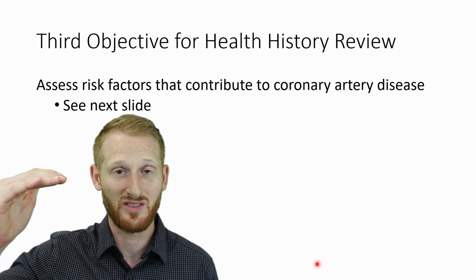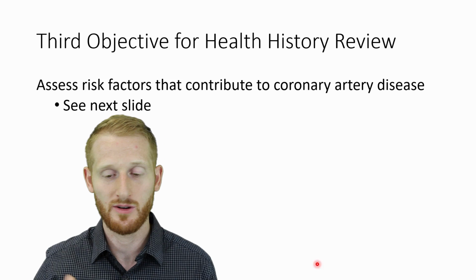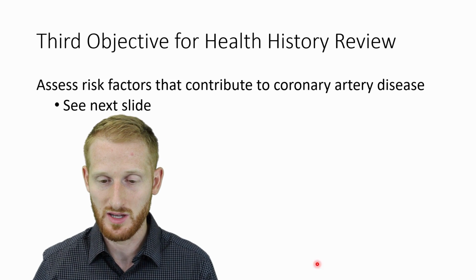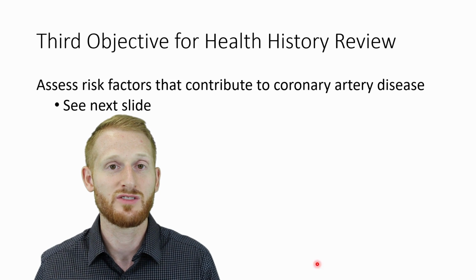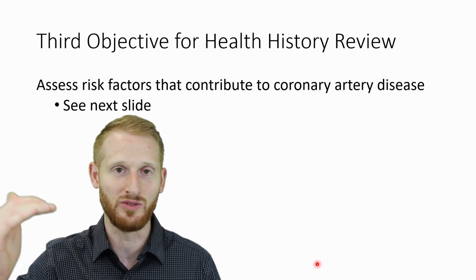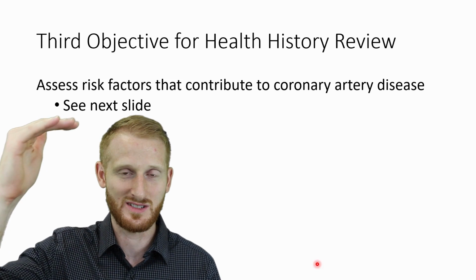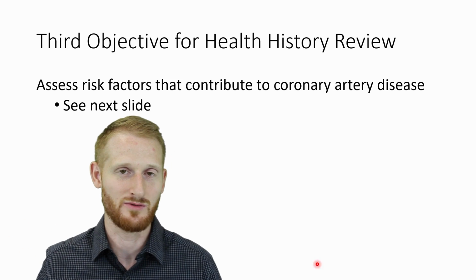All right, so we started with known disease, then we looked for signs and symptoms of disease. Now into the third objective, we are looking at the health history of the person to assess for risk factors that can lead to disease. You can see how we're going down in severity. We had known disease, potentially have disease, and now maybe someday you'll get disease. That's what a risk factor means.